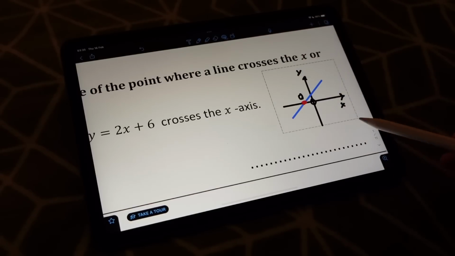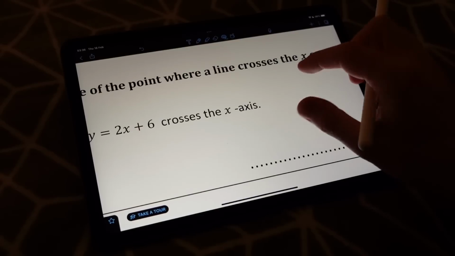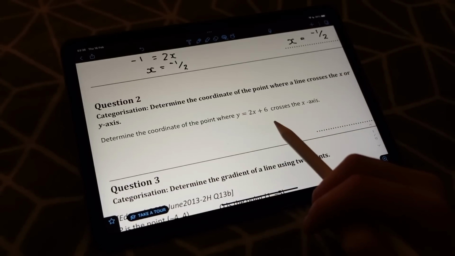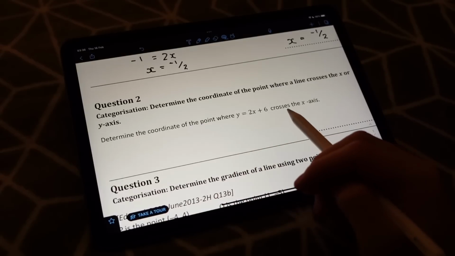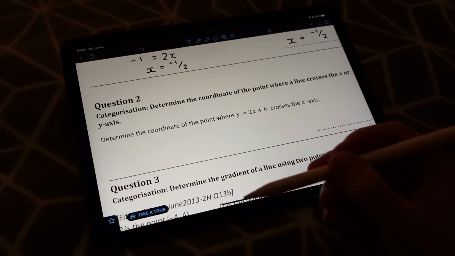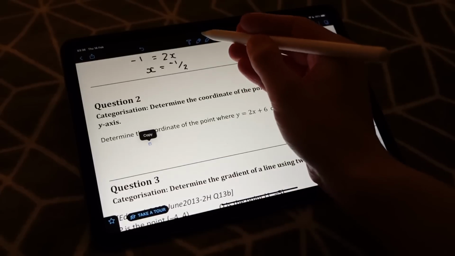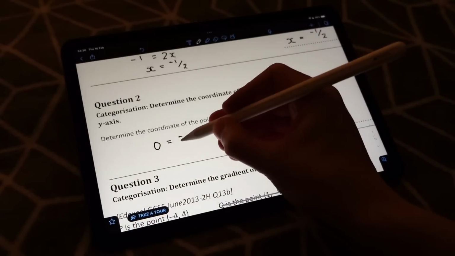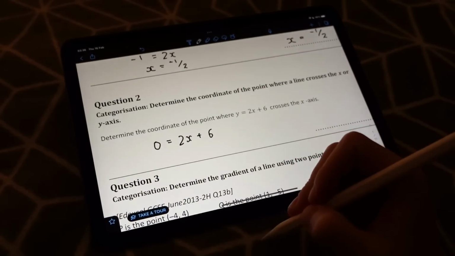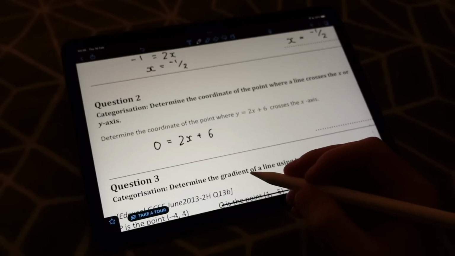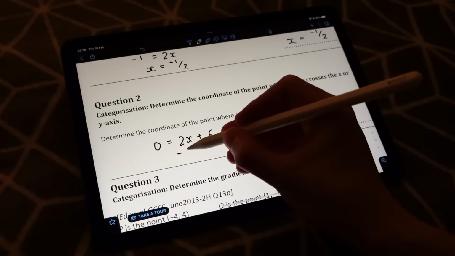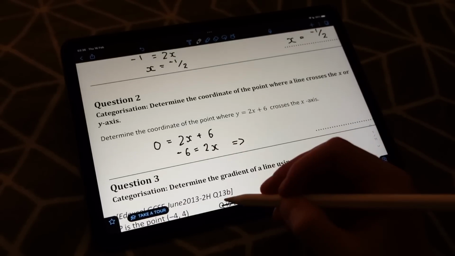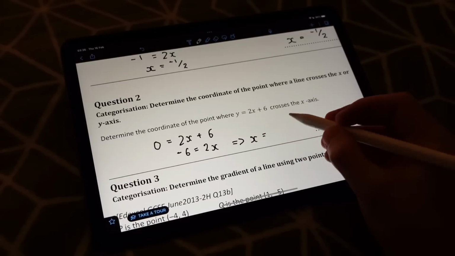So with this little sketch, we know that this equation is 0 at the coordinate where the point crosses the x-axis. So in that case, we know that 0 is equal to 2x plus 6. Now, just doing a little bit of algebra, let's subtract 6 from both sides. And this tells us, dividing by 2, that x is equal to negative 3.